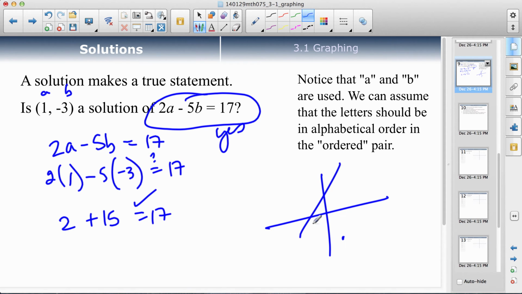So where I drew my line here would be incorrect. My line would have to be something like this, that it would go through that point 1 and minus 3. Okay.